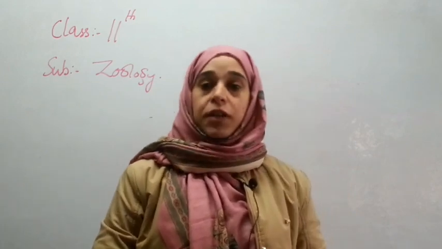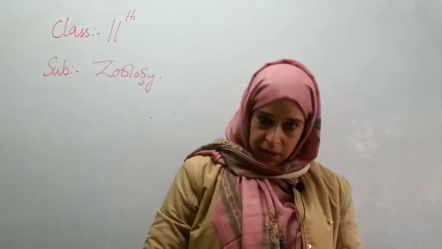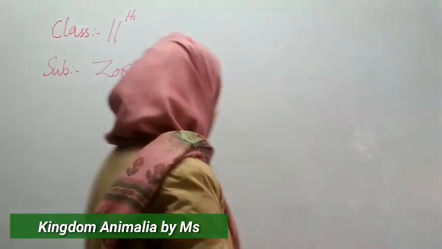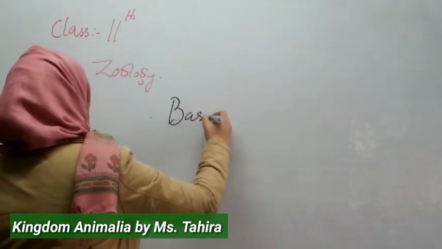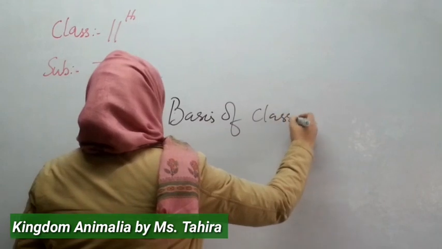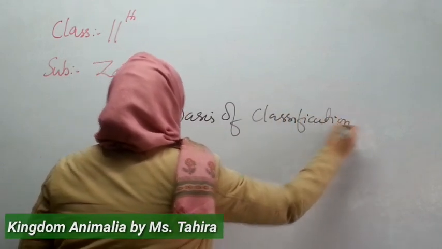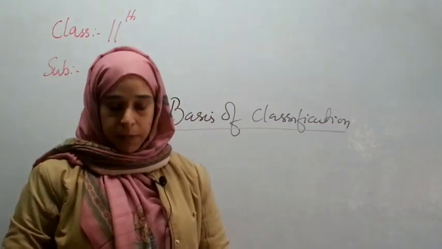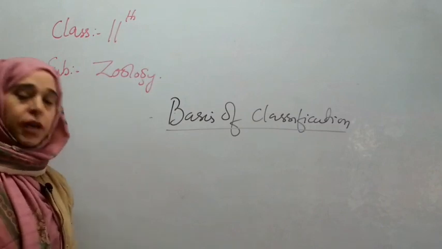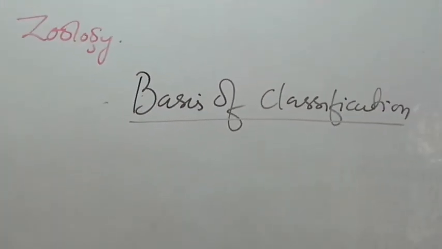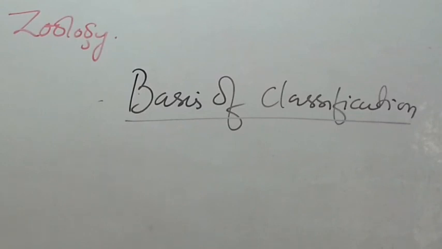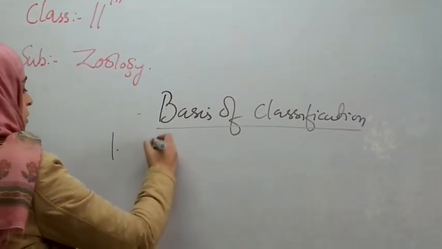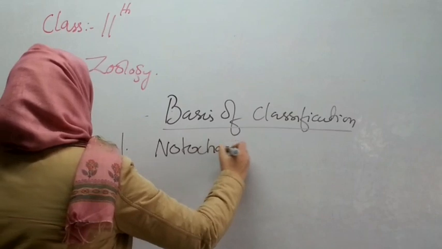In our previous lecture, we were discussing the basis of classification, and in today's lecture, we are continuing with the same, that is the basis of classification of kingdom Animalia. Dear students, we have already discussed the bases like body organization, the body plan, and the presence or absence of a body cavity. In today's lecture, we are going to study another basis of classification, and that is the presence and absence of the notochord.